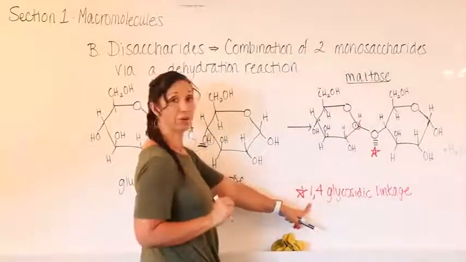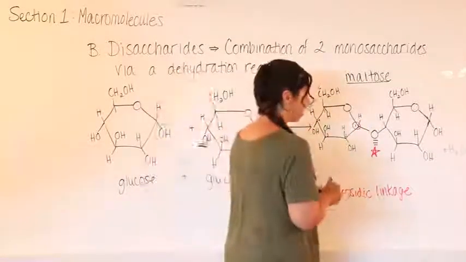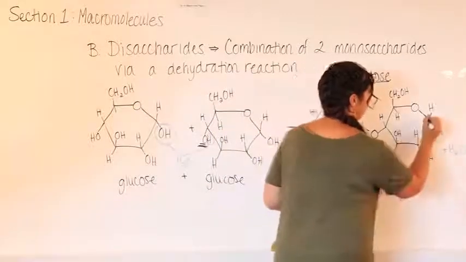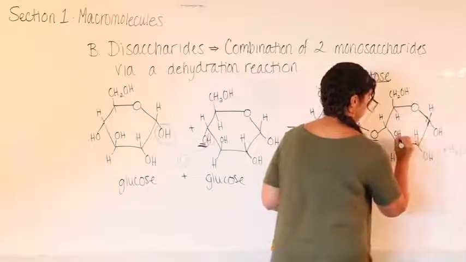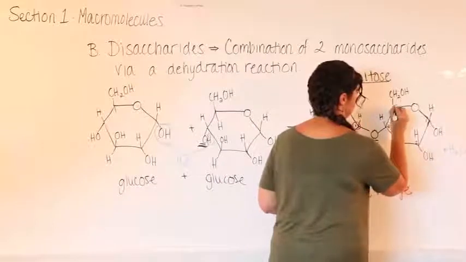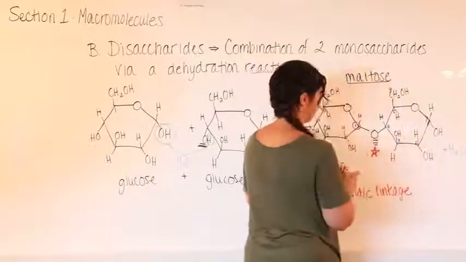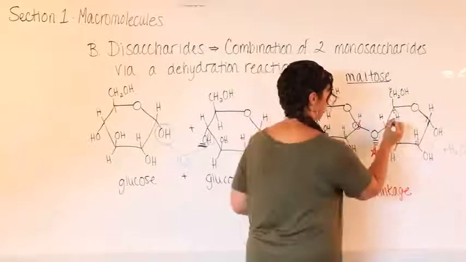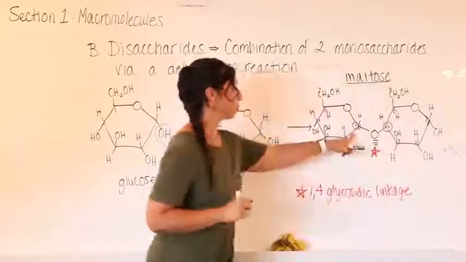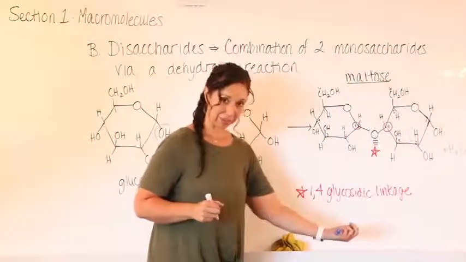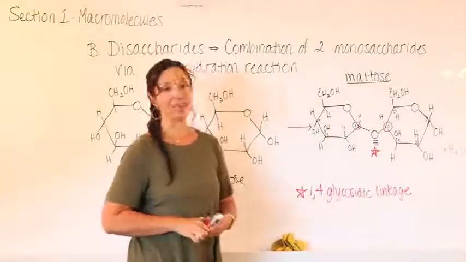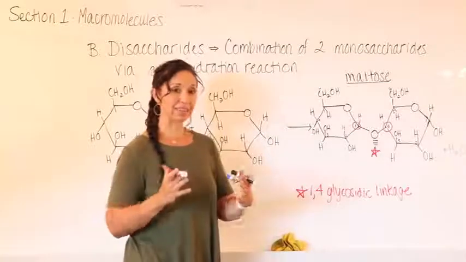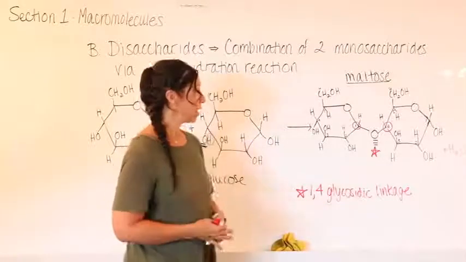And you can probably figure out where the 4 comes from now. So if you number them, you got carbon 1, 2, 3, 4, 5, and 6. And there's carbon number 4. So you get your 1,4 glycosidic linkage. Glycosidic, just talking about the fact that we're linking together two glucose molecules.